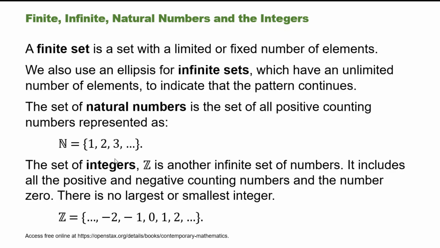The set of integers, given with a Z, is another infinite set of numbers. It includes all the positive and negative counting numbers and the number 0. There is no largest or smallest integer. So we have Z equals brace ellipsis, because the set continues to the left, or in the decreasing direction, comma, -2, comma, -1, comma, 0, comma, 1, comma, 2, comma, ellipsis, brace.